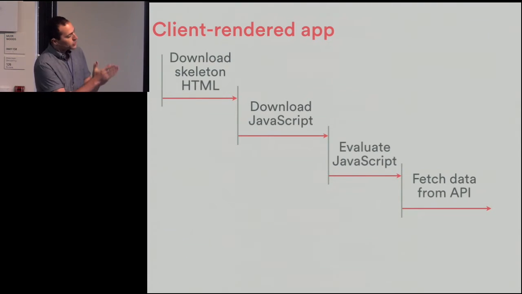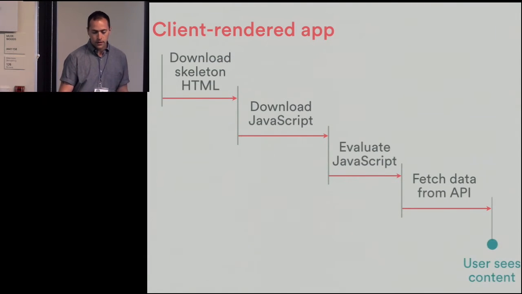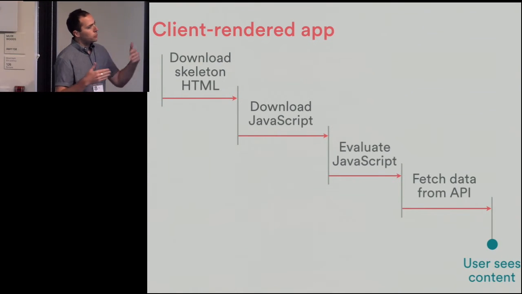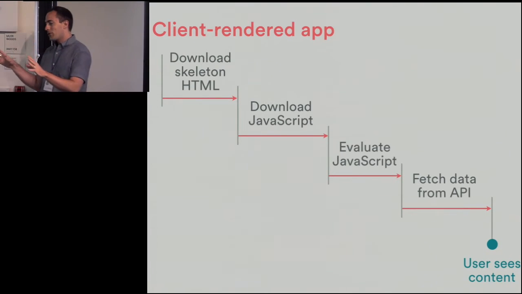So after each of these steps happens, then you can render your HTML using templates on the client side, and your user will see the content. So all that has to happen before your user sees the pixels being drawn on the page, right?